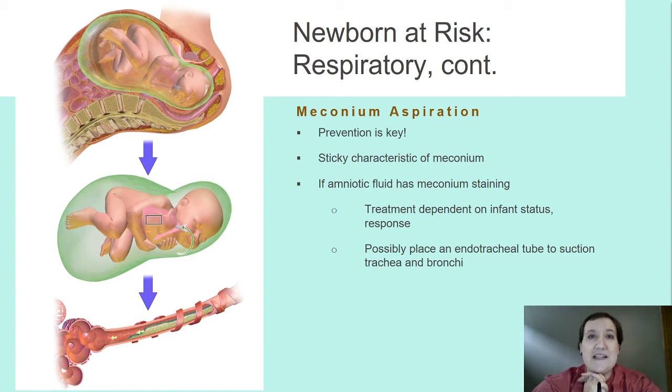I would have to say that this is really out of favor these days, unless the infant is particularly struggling, because of the amount of trauma that can occur. Most times we're going to try to have the infant expel it on its own.